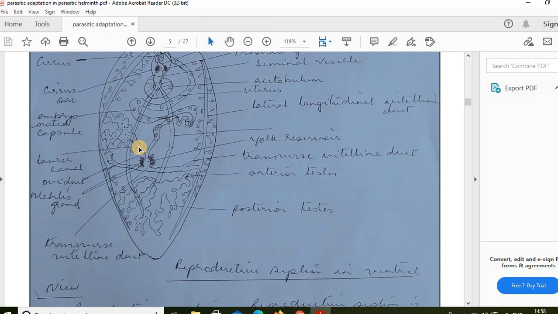So the ovary is connected to the oviduct. The oviduct is a branched, narrow tube, which travels obliquely and opens into the median yolk duct. This is a median yolk duct. This one is a median yolk duct.